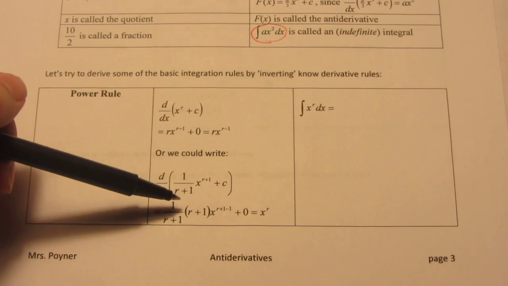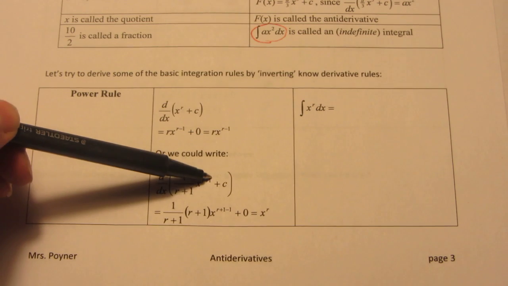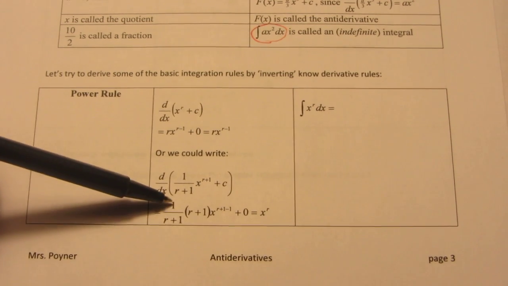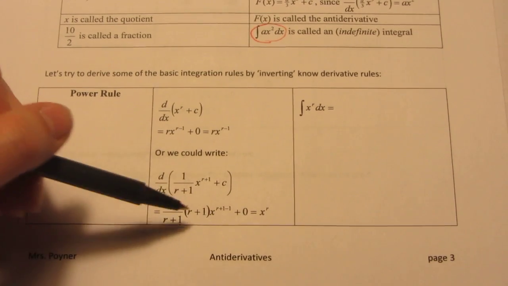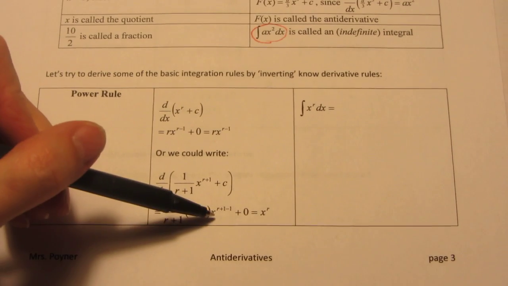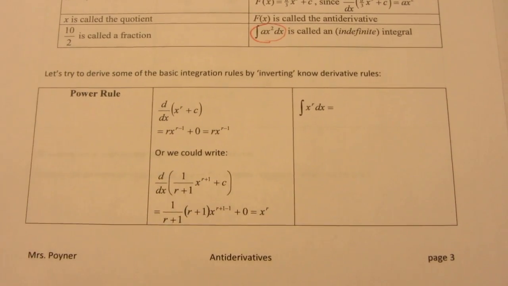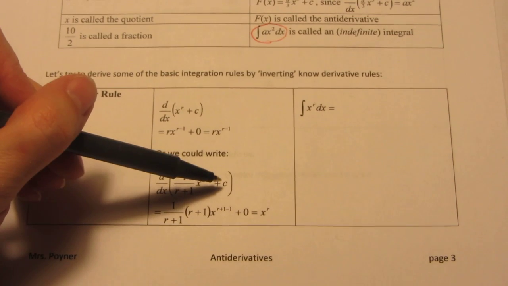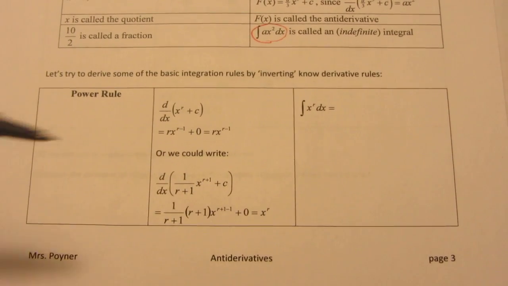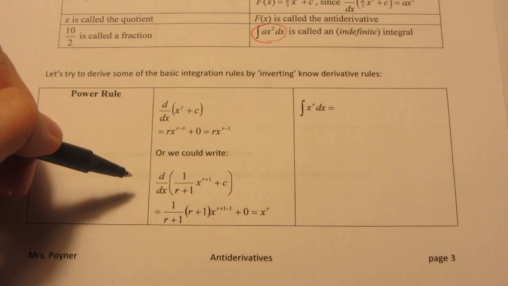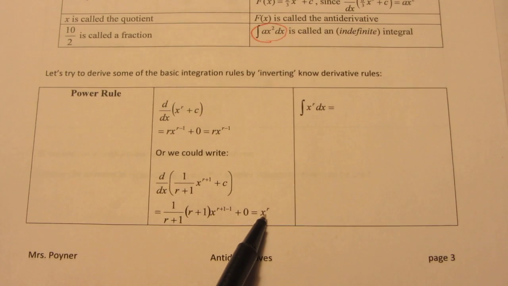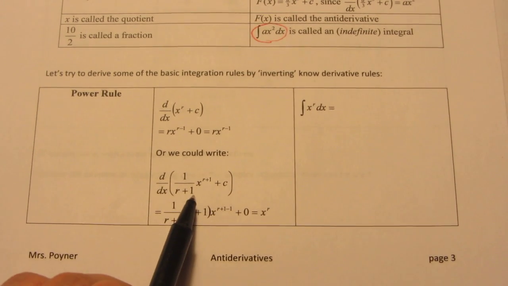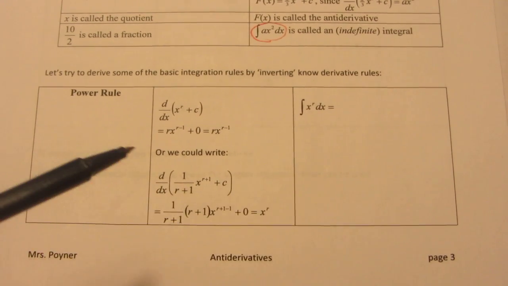So when we take the derivative here, we end up multiplying r plus 1 times this coefficient, which is 1 over r plus 1, so that we end up with a coefficient of 1. And then we subtract 1 from the exponent, so r plus 1 minus 1 just gives me r. And when we take the derivative of the constant, it's going to be 0. So that actually gave us a rule that, when we take the derivative, we end up with just x to the r power. So that means this is going to be the antiderivative of x to the r.